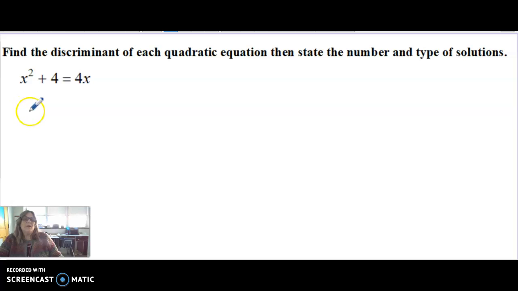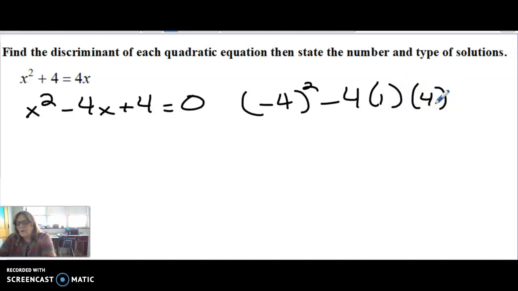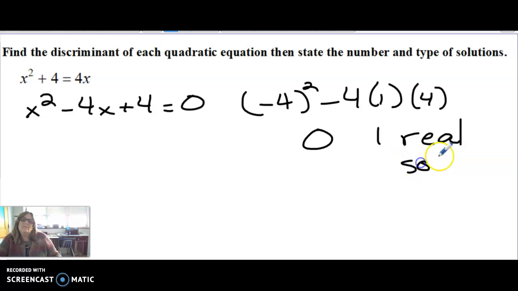Finding this one, I'm going to bring the 4x over, so that becomes a minus 4x. My B value is a negative 4, so I square that. Minus 4 times my A value is 1, my C value is a positive 4. So if I plug that into my discriminant formula, I end up with 0. When you end up with 0, then that means you have one real solution.